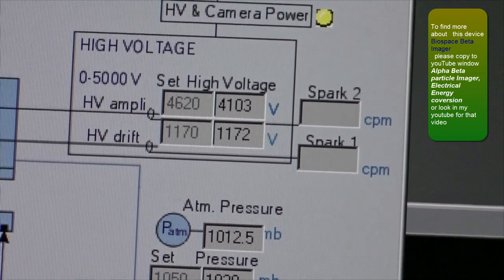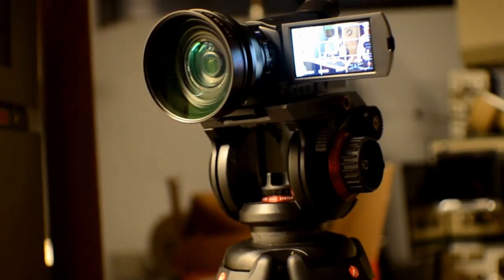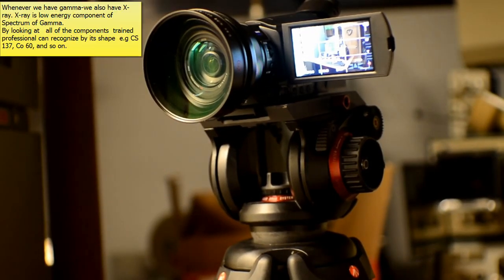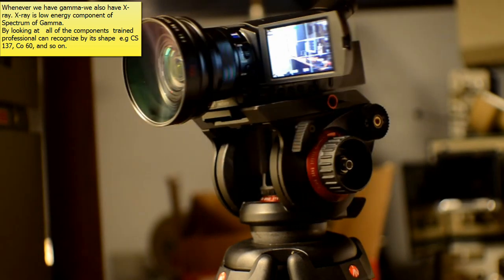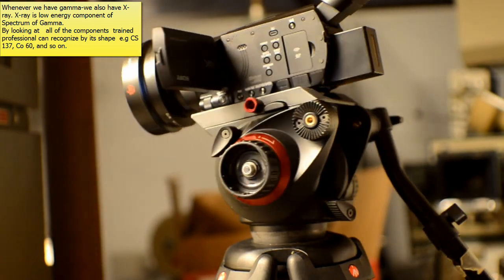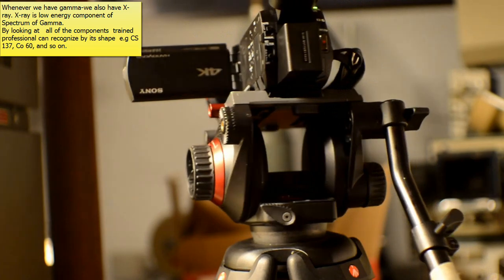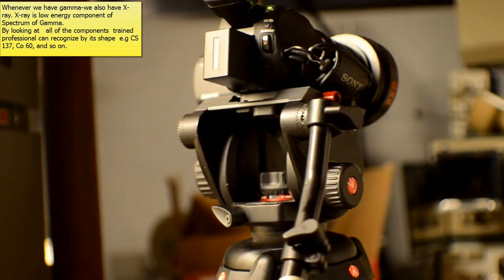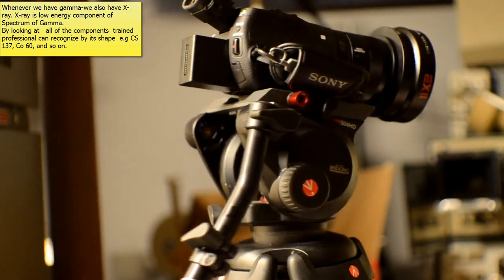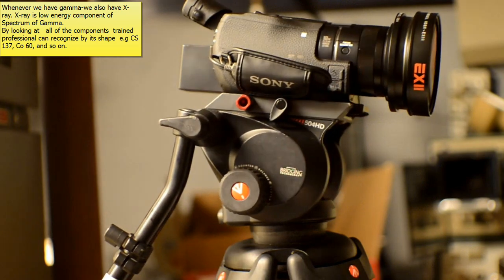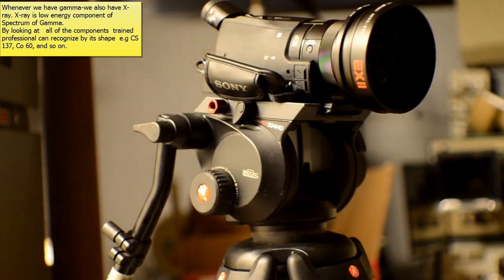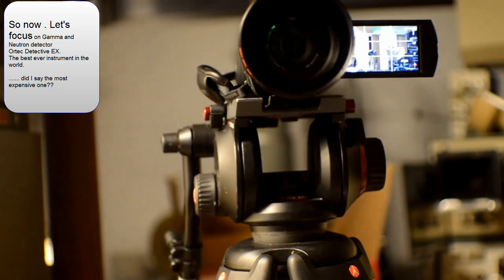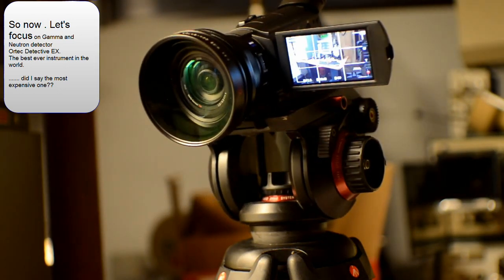That device can be seen in another video on my site, just log into it. And whenever we have a gamma, we have x-rays. X-ray is a component of the spectrum of gamma, usually in the energy level of kiloelectron volts.